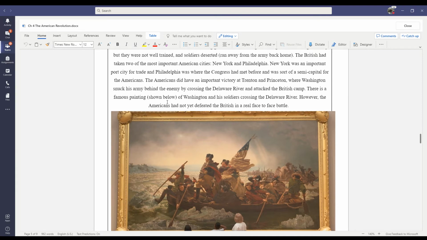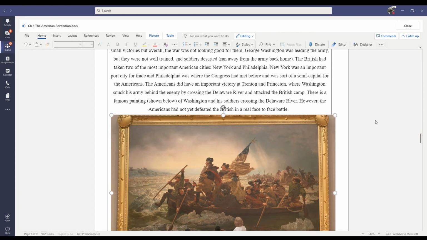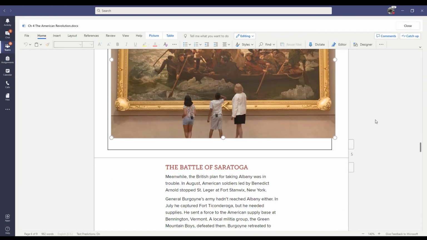However, the Americans had not yet defeated the British in a real face-to-face battle. And the reason I bring that up is because he sneaks his army around. The British are not expecting it, it's a surprise attack. It was good strategy, but it wasn't a face-to-face fight.